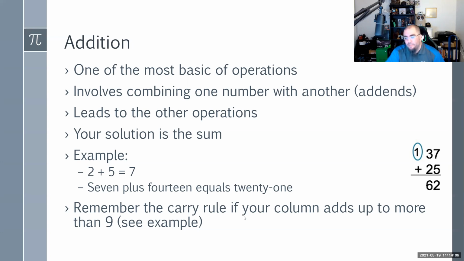Remember that if you end up with one column adding up to more than 10, you've got to carry it over, right? So in this case, we have 37 plus 25. When we add 7 and 5 together, we get 12. We've got to carry that 1. Now, bonus for you here is, how do you guys solve this? 37 plus 25 equals, and there's the calculator for you.